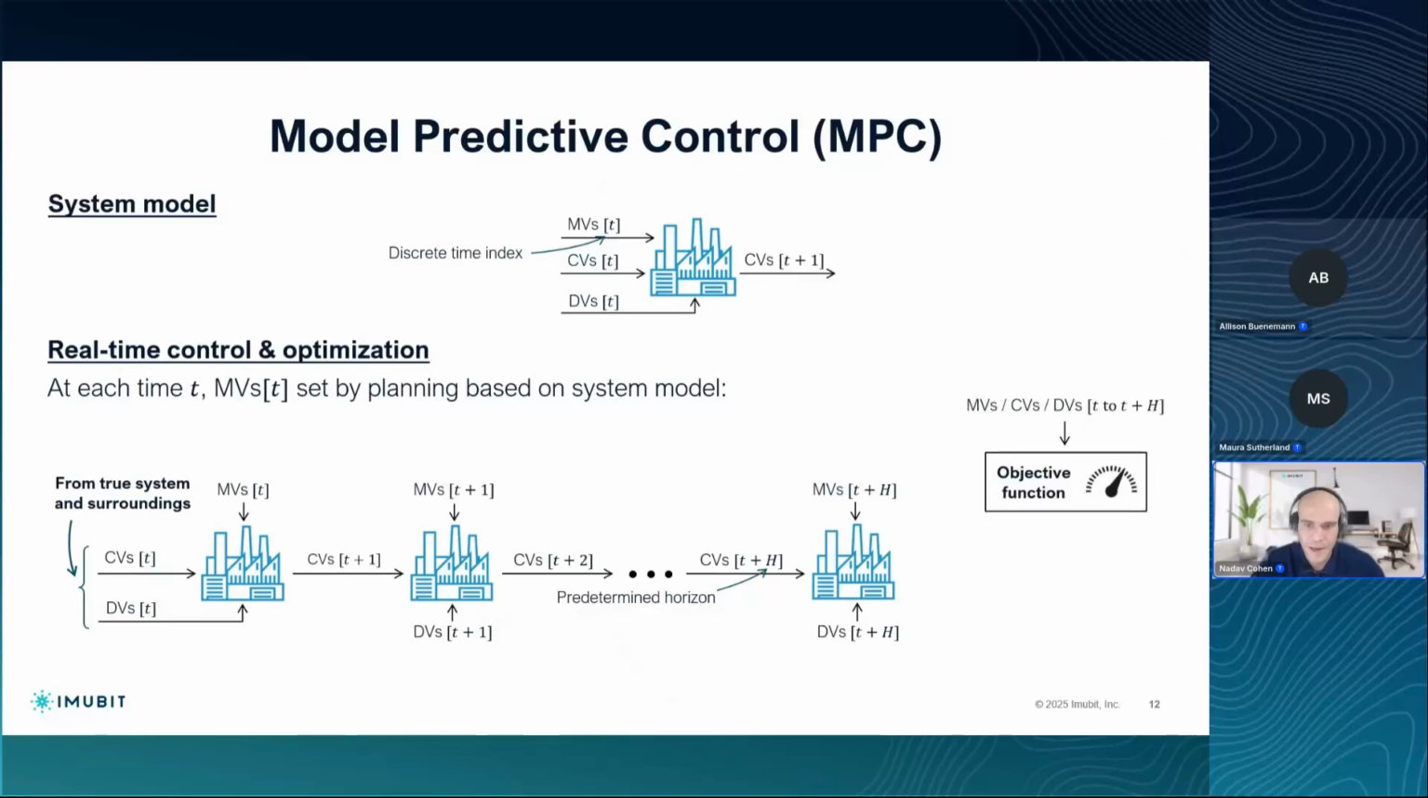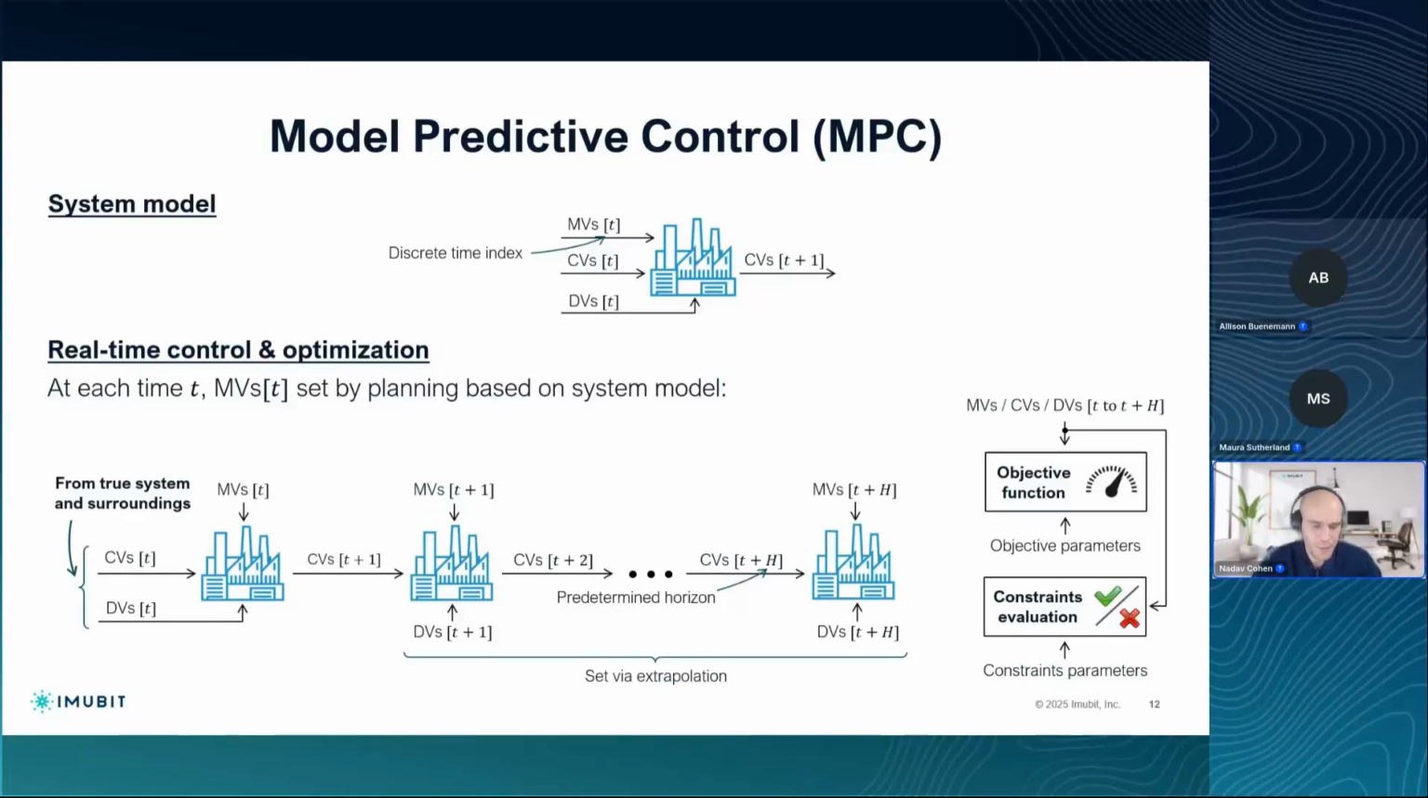Okay. Then I have an objective function that depends on the MVs, CVs, and DVs throughout the horizon, and also on parameters. And I have constraints evaluation function that also depends on the MVs, CVs, and DVs throughout the horizon, and on constraints parameters. The disturbance variables are set through extrapolation. This could be simple extrapolation, such as assuming that the DVs will remain constant, or it could be more sophisticated extrapolation based on prediction. Any option qualifies here.